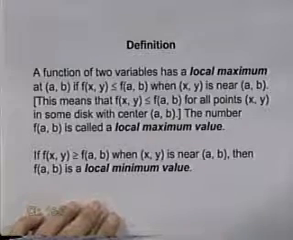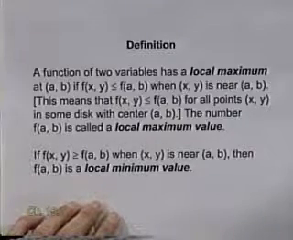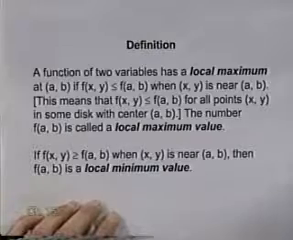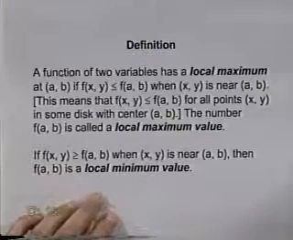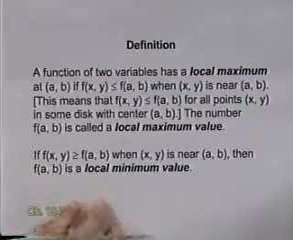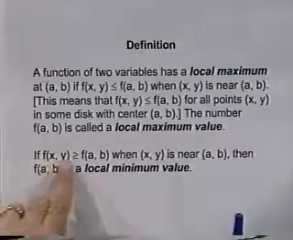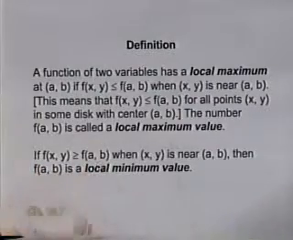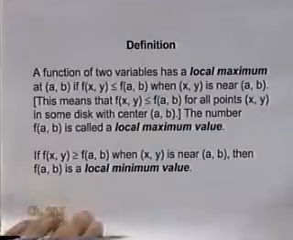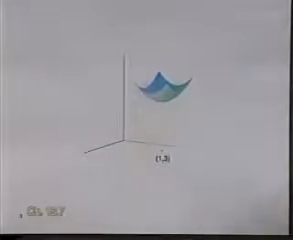This means that f(x, y) is less than or equal to f(a, b) for all points (x, y) in some disk about the center (a, b). The number f(a, b) is called a local maximum value. If instead f(x, y) is greater than or equal to f(a, b), then we say f(a, b) is a local minimum value. Just to give you an idea, here I have a picture of a surface.